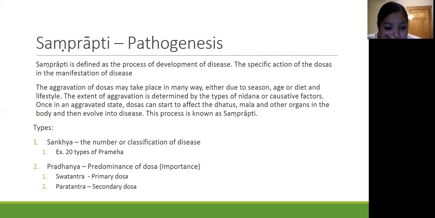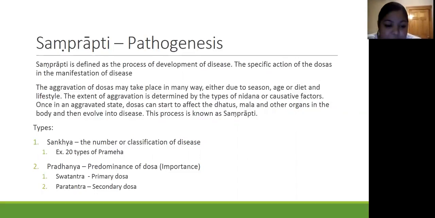So that whole timeline or process is known as samprapti. Remember, samprapti is also considered the last stage, and among the 6 stages of samprapti you have bheda, which is the different types. The first type of samprapti is sankhya, which means number or classification. So you have, for instance, 20 types of prameha, or 18 different types of kushta, or skin disorders, or 13 different types of sannipata jwara. So the condition can manifest in these 13 ways, or prameha can manifest in 20 ways. Like that, you have sankhya, the number of different types of pathogenesis.